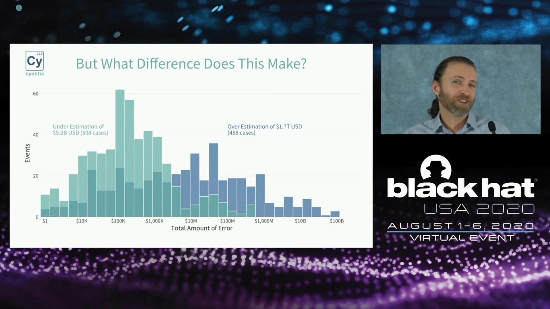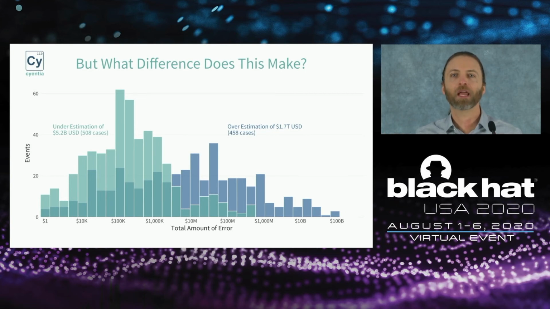So what difference does this really make? You may say, well, sure, David, that might sound great from a mathematical perspective, but what's the implication from a policy perspective? Well, the difference is really stark. If we were to take that $150 cost per record and multiply it across all of our cases, in this case, a total of 1,000 different cases, that would result in an overestimation of the size of these breaches by $1.7 trillion.